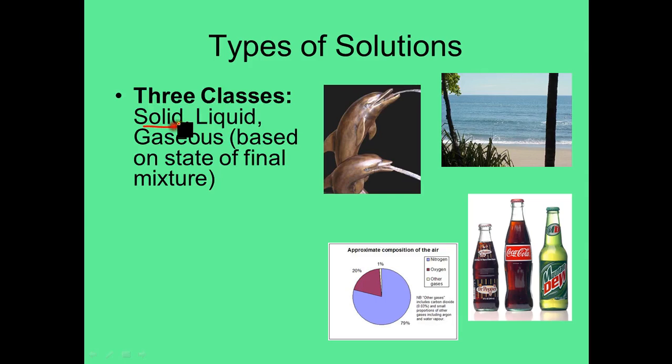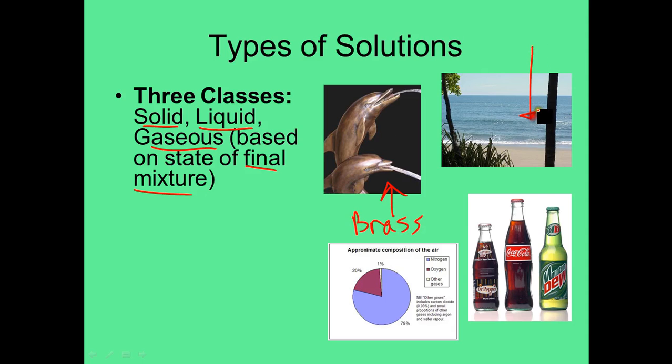Three classes. We have solid, liquid, and gas types of solution. If you look at the pictures on the right, think about which one would be the solid form, so the final state of the mixture. Which one's the solid? The answer is the brass is the solid. That's brass. I'll write that down for you. Brass is a solid solution.